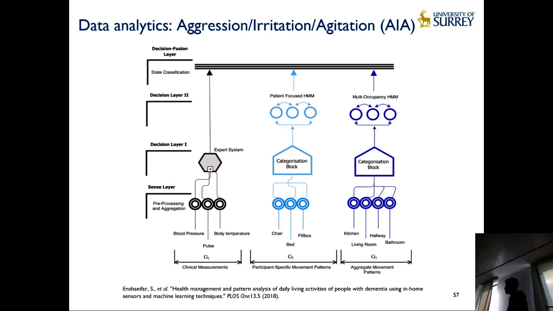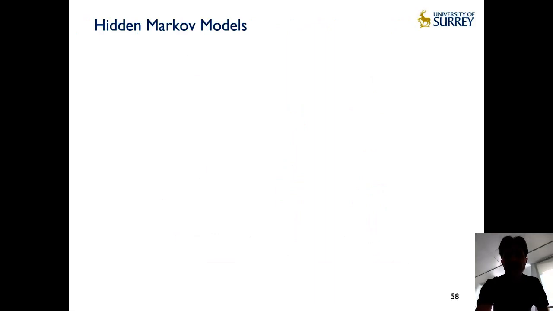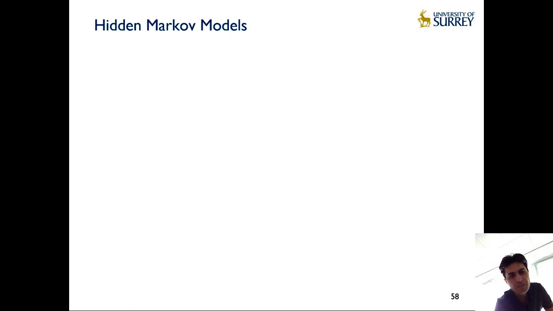For this, we used hidden Markov models. If you're familiar, you will have some hidden states. Let's say my states are agitated, not agitated, which are hidden. I cannot access them. I cannot see them. And if you're modeling the system, it will have a transition between agitated and not agitated. And then you will have some states which you can observe. These are the sequences you can observe.